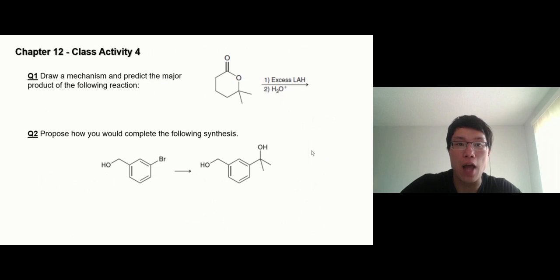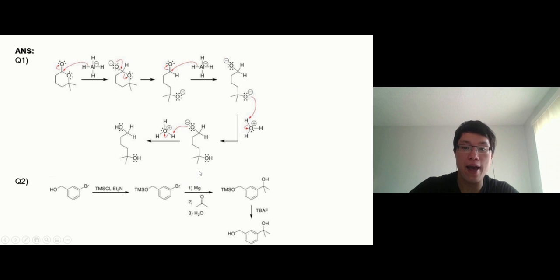Okay. All right, now be familiar with the mechanism. The mechanisms of the Grignard reagent and LAH look an awful lot alike. So be familiar with it. And with this one, do the synthesis. Okay, use a protecting group. All right, have fun, guys.